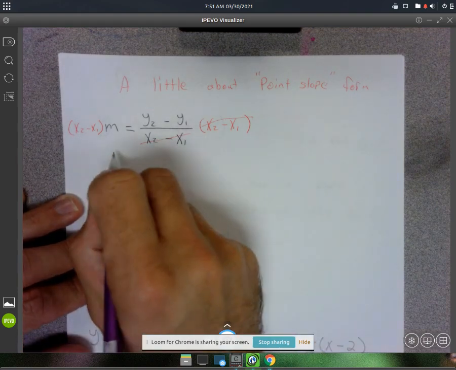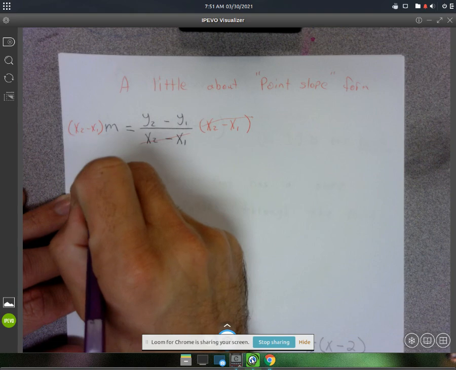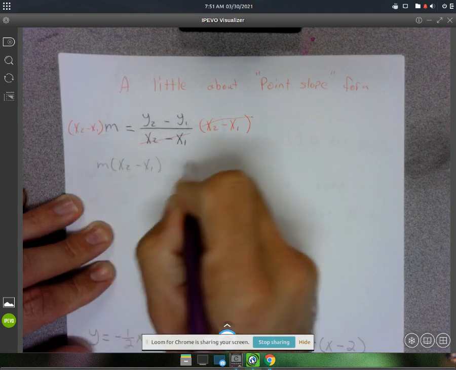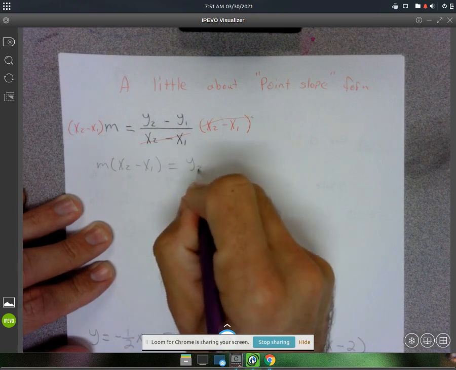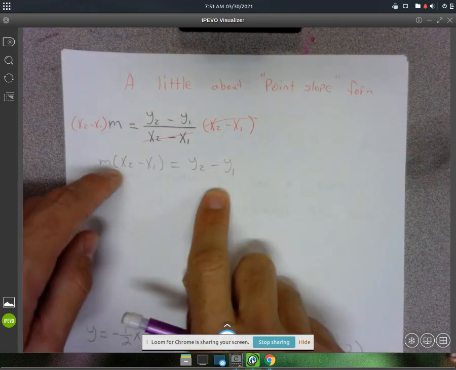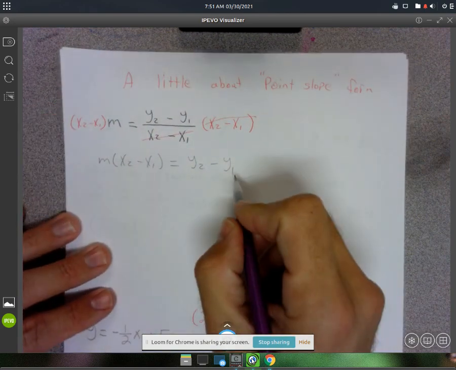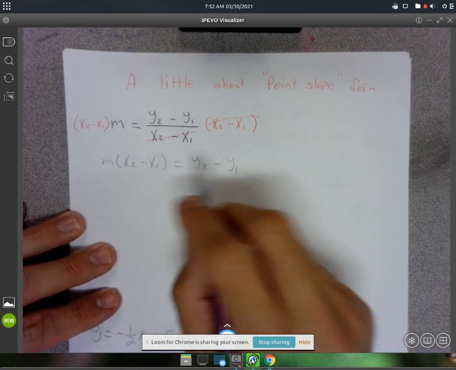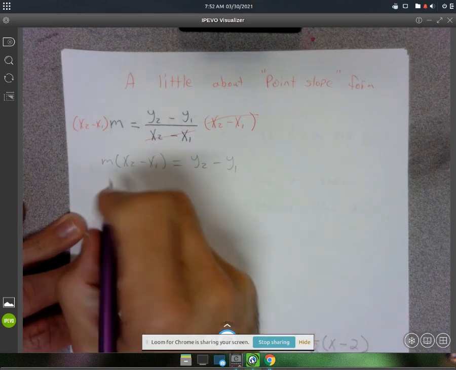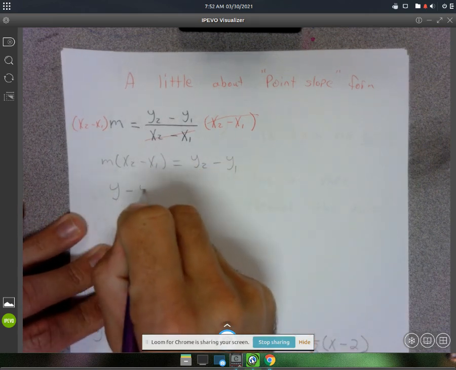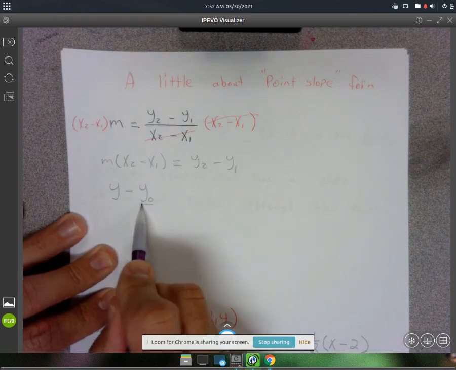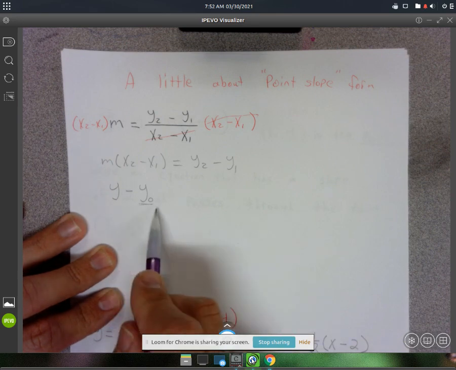And what you end up with is on the left side, you get m parentheses x2 minus x1. And on the right side, you get y2 minus y1. What I'm going to do is rearrange these. Now, instead of writing y2 and y1, I'm going to move this one over here, and they write y minus y sub 0. All right, so this is going to represent any point, the y coordinate for any point.